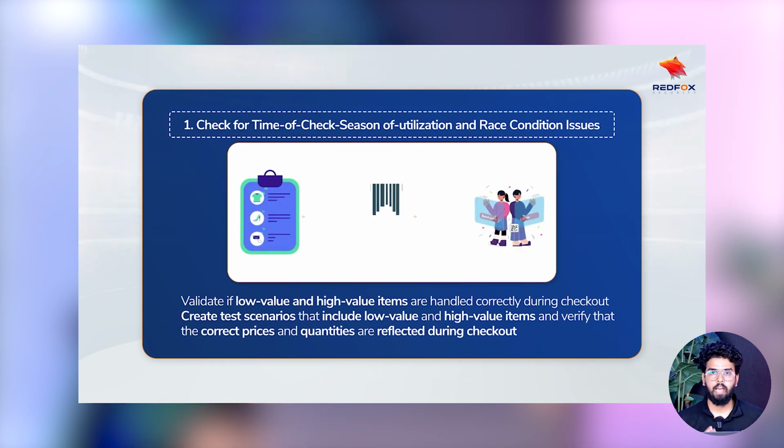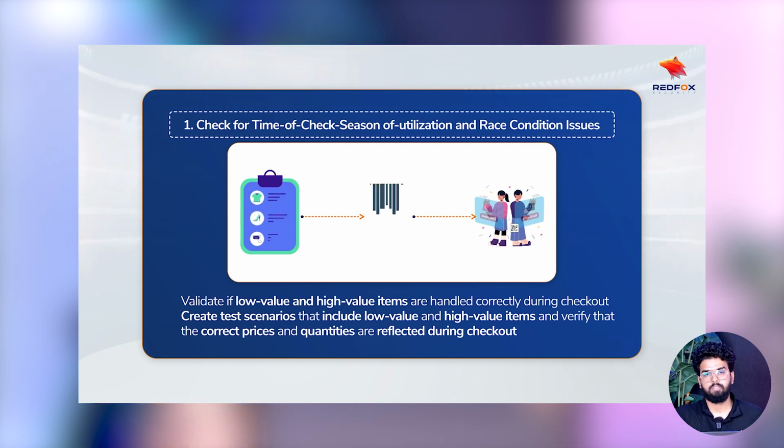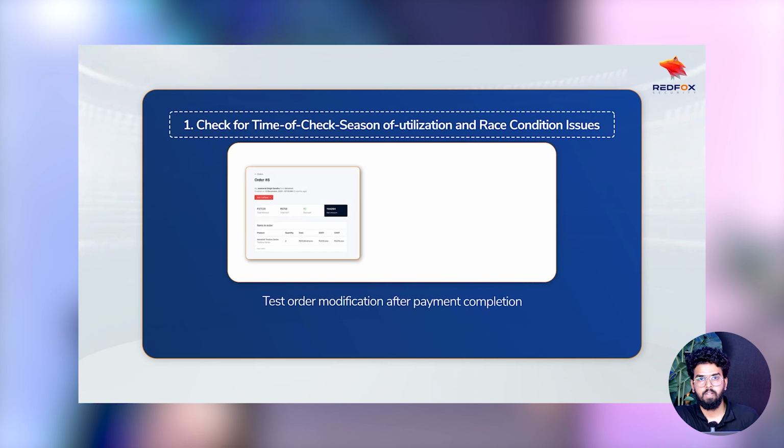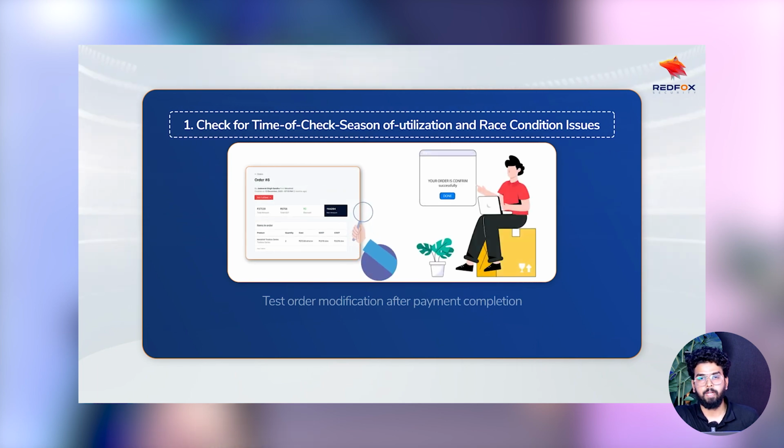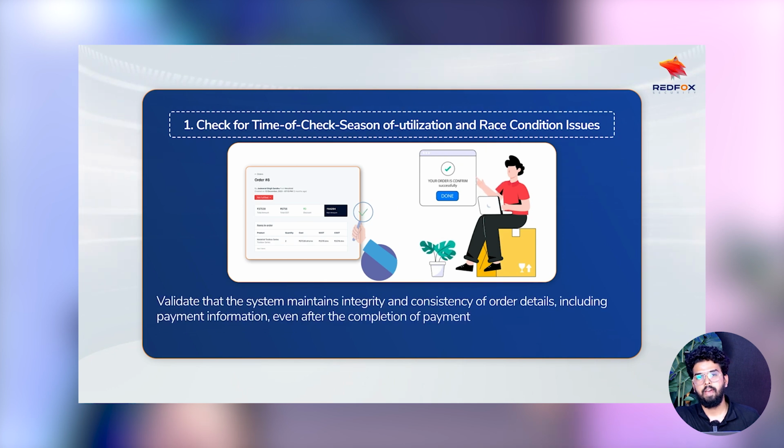Validate if low value and high value items are handled correctly during checkout. Create test scenarios that include low value and high value items, and verify that correct prices and quantities are reflected during checkout. Test order modification after payment completion. Attempt to modify an order after completing the payment process and check if the system prevents unauthorized modifications. Validate that the system maintains integrity and consistency of order details, including payment information, even after the completion of the payment.